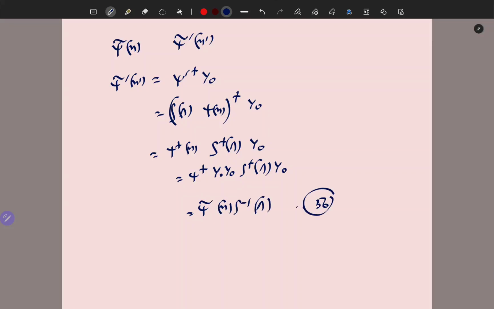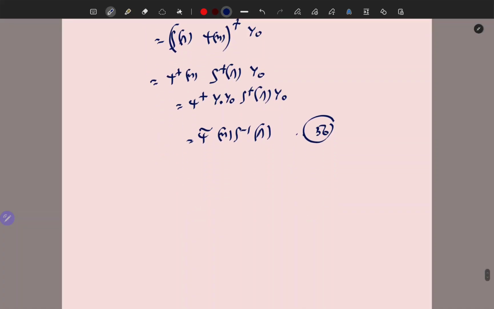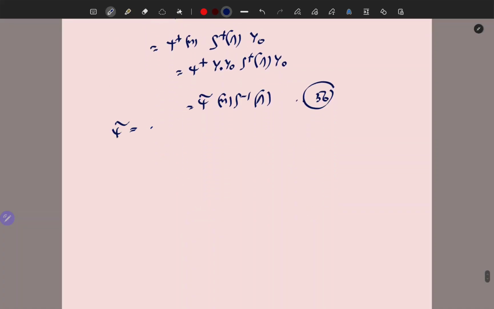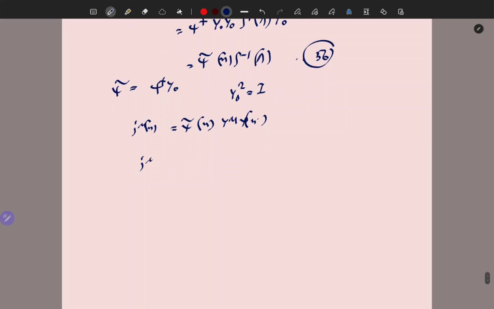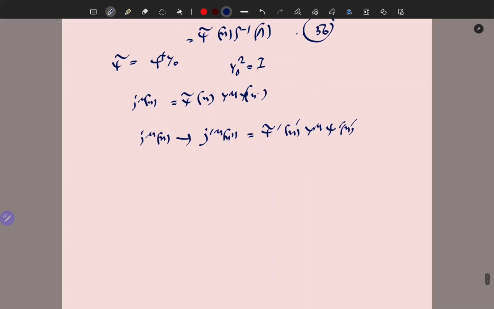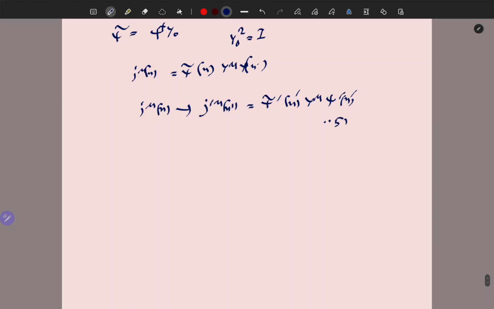This is equation number 56, where we use the definition ψ̃ = ψ†γ⁰, and γ⁰ is also equal to I. So, from equation 51 or 55, we define the current j^μ(x) = ψ̃(x)γ^μψ(x). Under Lorentz transformation, j^μ(x) becomes j'^μ(x') = ψ̃'(x')γ^μψ'(x'). This is equation number 57.